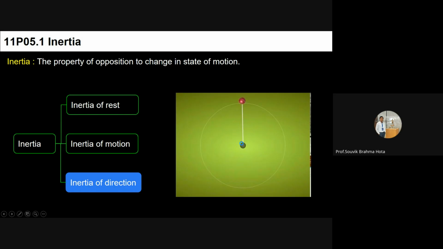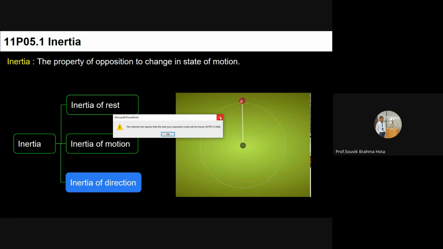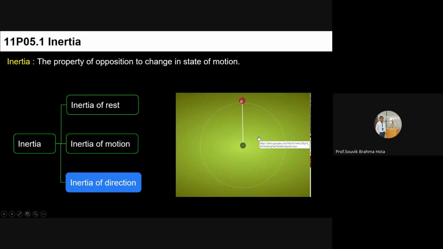Now you just see this thing. If you consider this object, it is actually rotating. You see the ball is rotating about a fixed center. This ball is rotating about a fixed center. Okay, now what do you mean by inertia of rest, inertia of motion, inertia of direction?